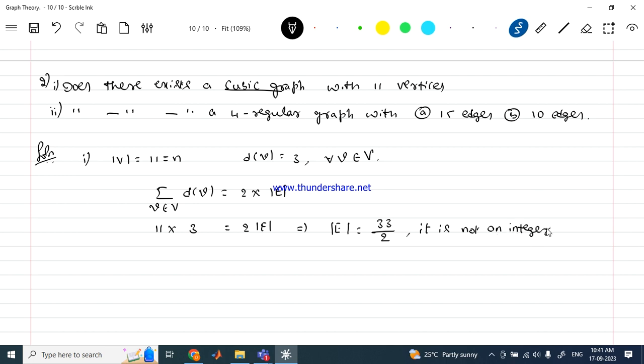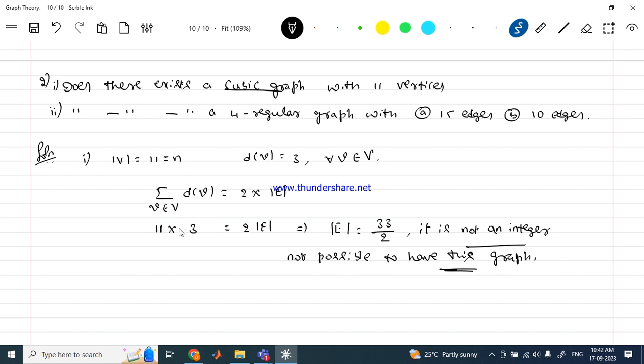We know that the number of vertices, number of edges, and degree cannot be a fraction. It is always an integer, which means that since it is not an integer, it is not possible to have this graph. Not possible to have this graph.